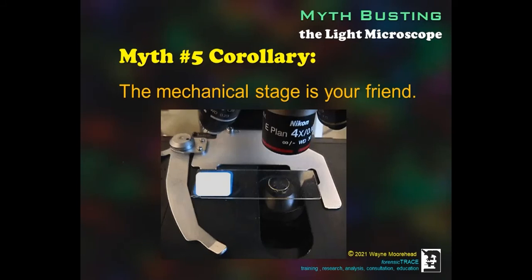Myth number 5 corollary is that the mechanical stage is your friend. The mechanical stage is a device that moves the slide on the stage for you. When you learn to use your hand to hold the slide while scanning the slide, you can quickly find your particles or search the slide much faster than you can with a mechanical stage. The advantage to a mechanical stage is that it has rules in the X and Y direction, and these rules can be written down to tell someone else where to locate something on your slide. When using the manual method, you'll learn shortly, it is faster than using a mechanical stage.